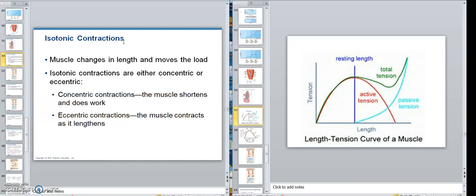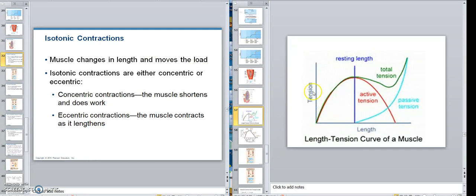Now, an isotonic contraction would be if you were lifting a weight that you could easily lift. So your muscle would essentially keep the same tension as it changed length. Let me say that again. The muscle would keep the same tension as it changed length. All right, so let's put it on a curve.